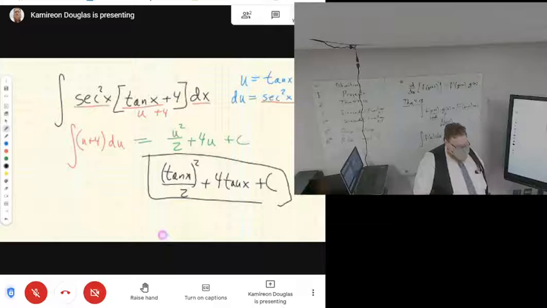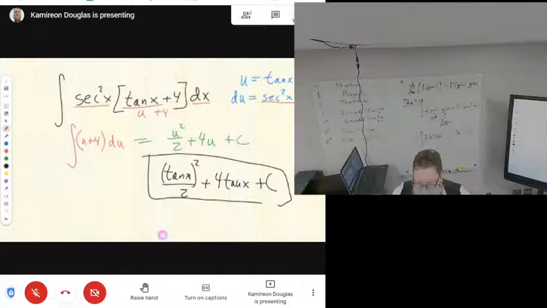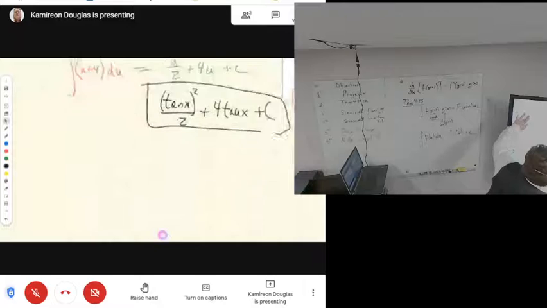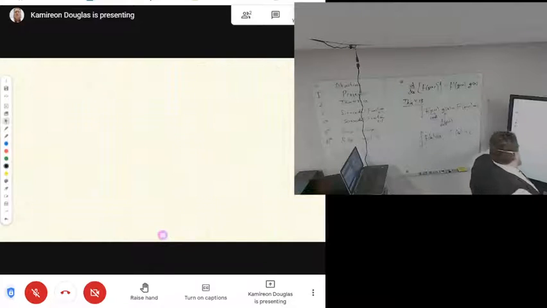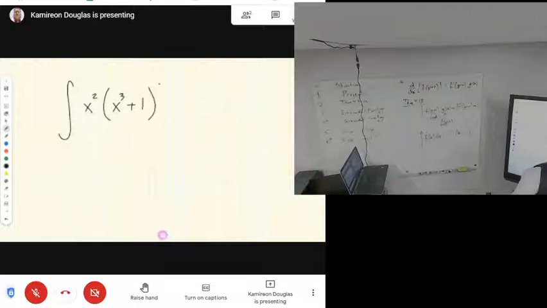Let's look at a couple where the derivative isn't necessarily exactly in the problem. Look at this one. Again, this is one we could do by hand, but in this case, it's not a great sign to do so. Integral of x squared times x cubed plus 1 to the fifth power.